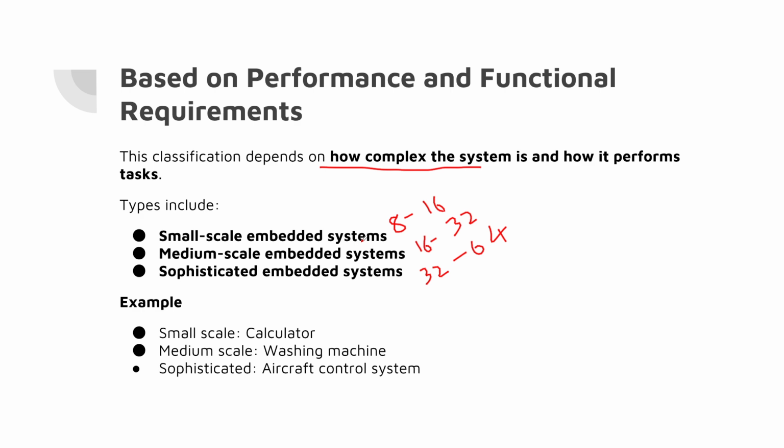Here are some examples of small scale, medium scale, and sophisticated embedded systems. First, an example of a small scale embedded system: a calculator. Then medium scale: a washing machine is an example of a medium scale embedded system. Then sophisticated embedded system: if I am going for aircraft control or any highly different control system, then it comes under the sophisticated embedded system.